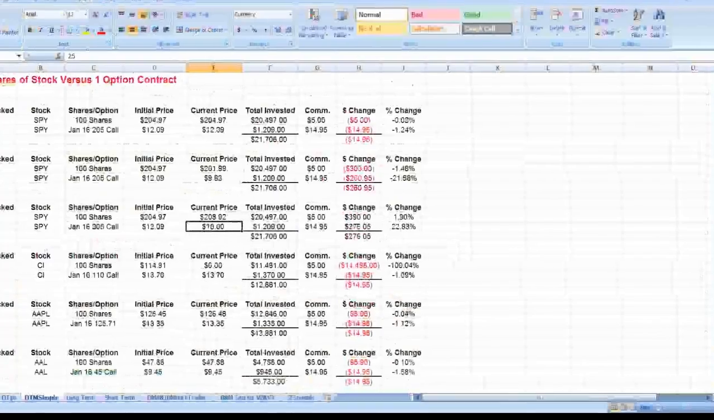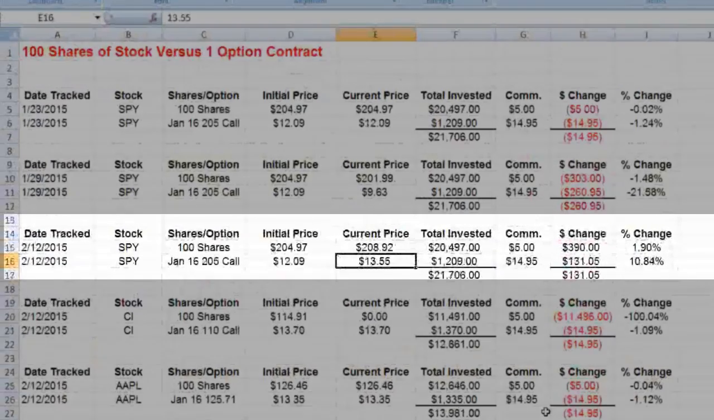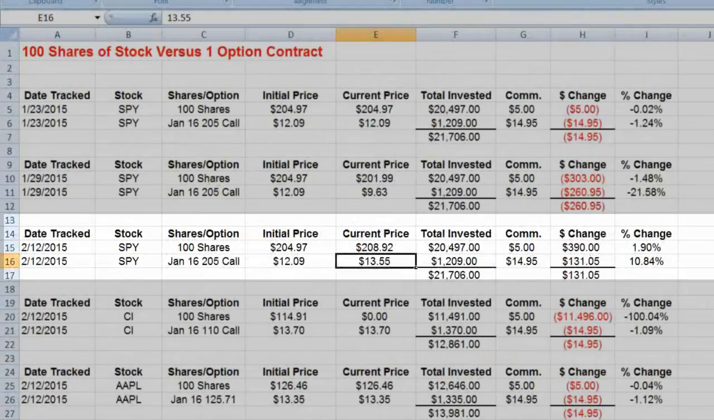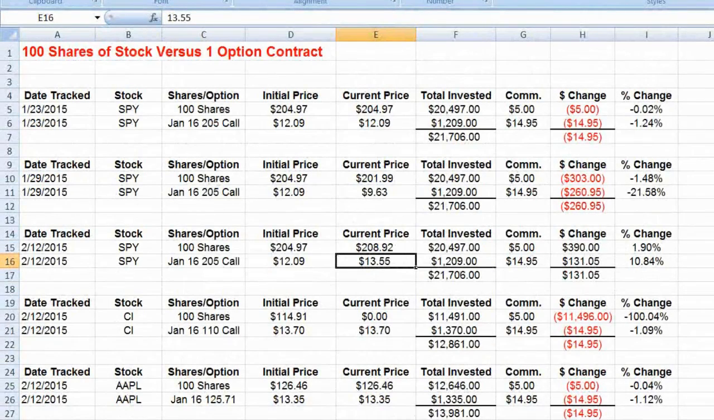We are at 20. I am at a 10.84% gain on this option contract in less than a month. All right, so let me stop here and look at the question panel and see what questions people are typing in here.